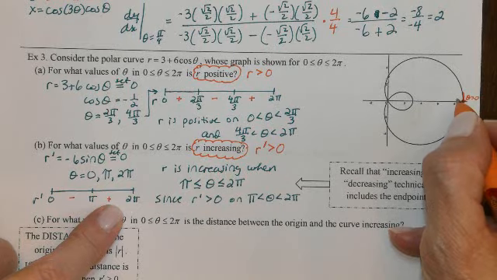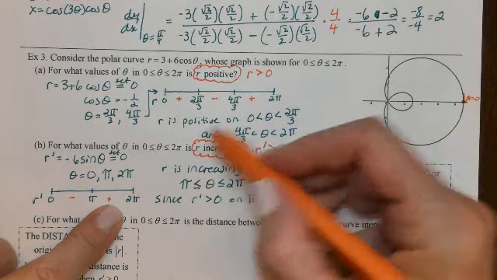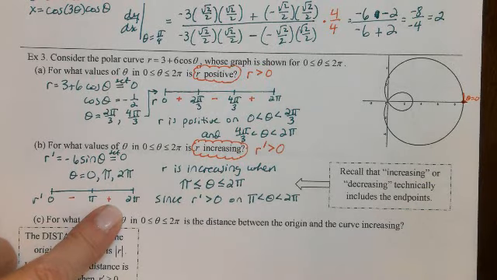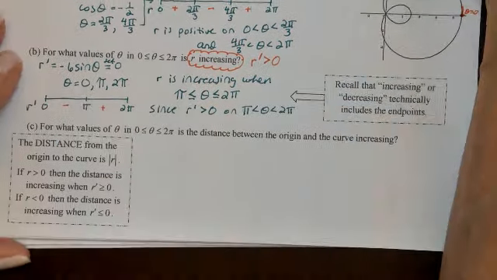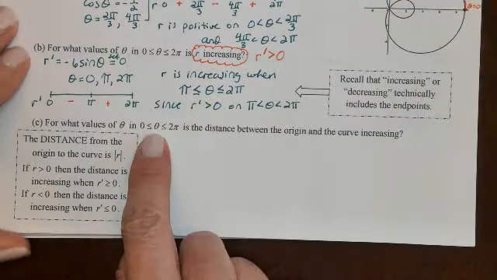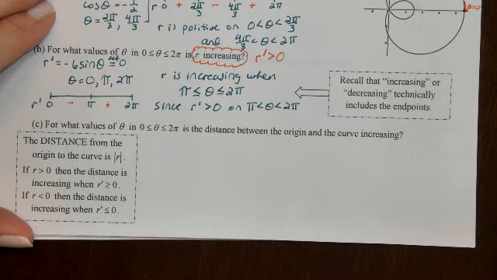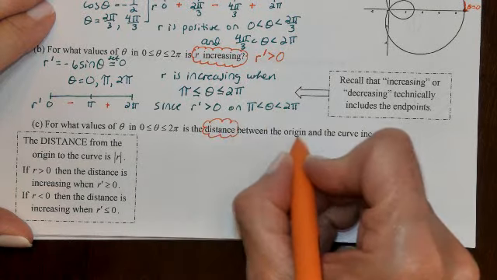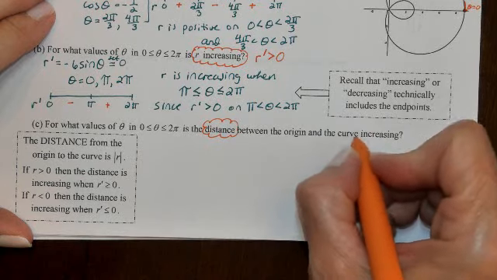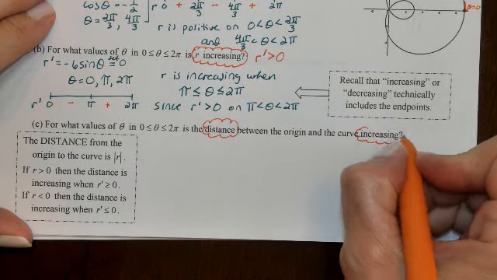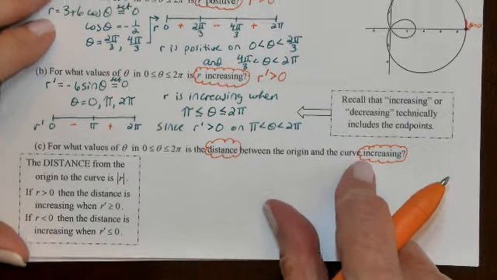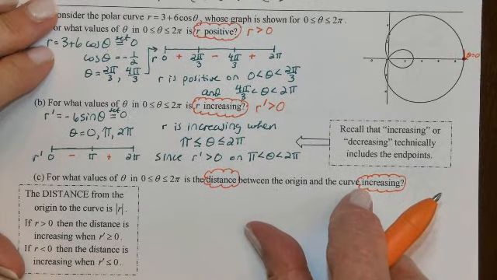Okay? So what we did with these charts totally makes sense. Okay, part C. For what values of theta, still in this interval, is the distance between the origin and the curve increasing? What is the distance between the origin and the curve in this problem?